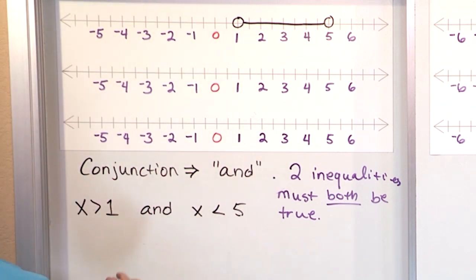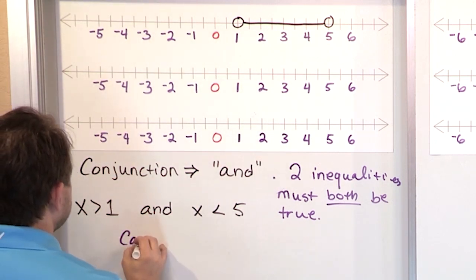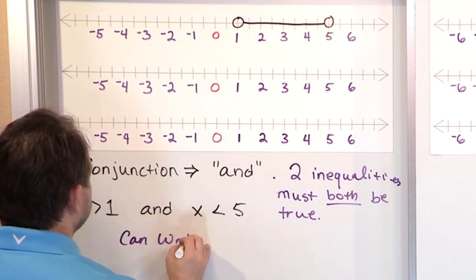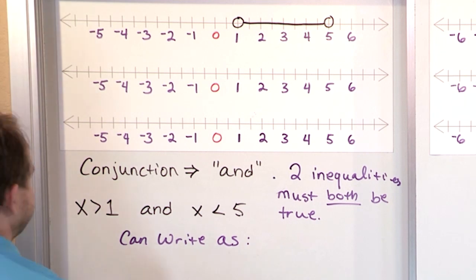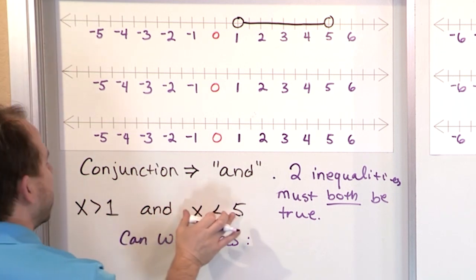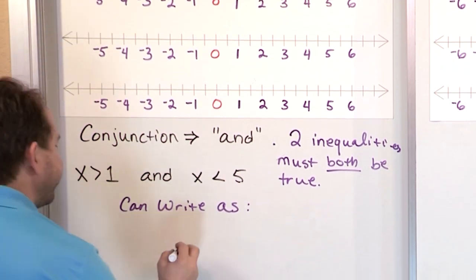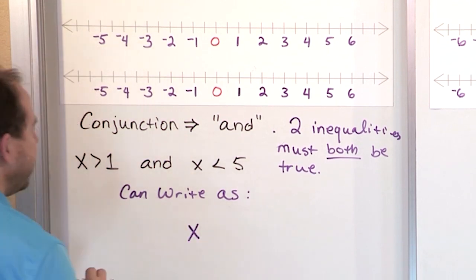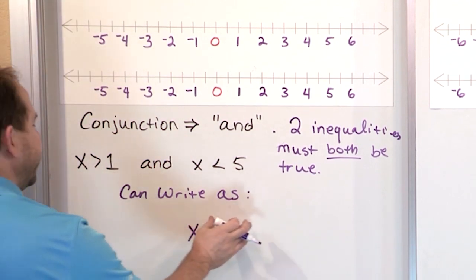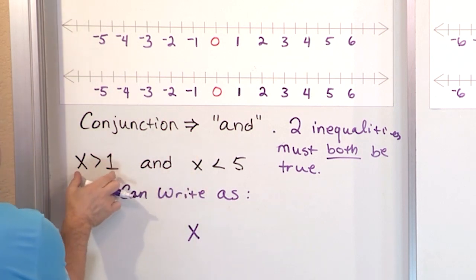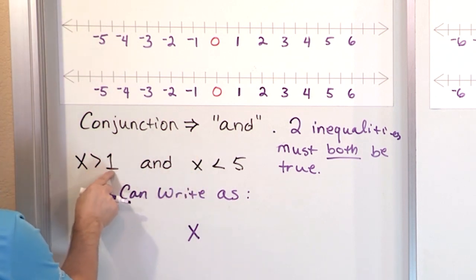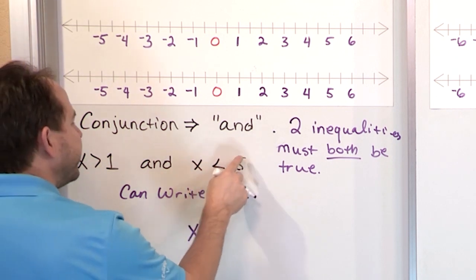There's another way to write this. The "and" inequalities can be written like this. Instead of having two inequalities joined with the word "and," you can also put your x and write it as a double inequality. So what you do is you say x is greater than 1. Notice how the greater than sign is here. So it's greater than 1, but it's also less than 5.